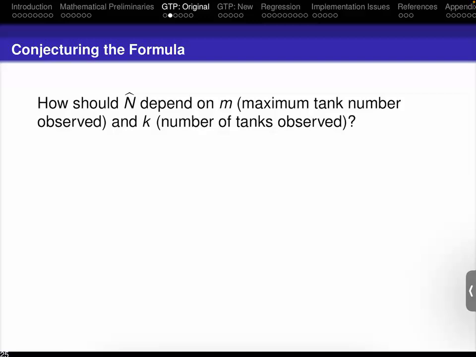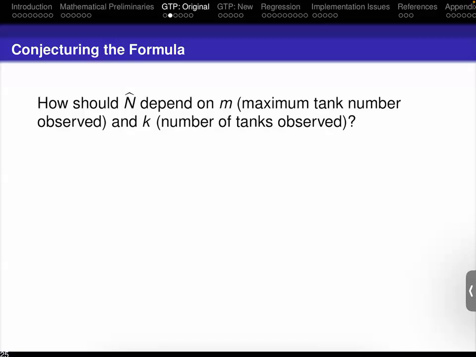What if I keep m fixed and increase k? What should happen to n hat? So I have the same m, think of m as 100, but instead of having 5 tank serial numbers, I have 20 serial tank numbers. Say it out loud. It should go down. Does everybody agree that as m increases, it should go up? As k increases, it should go down?